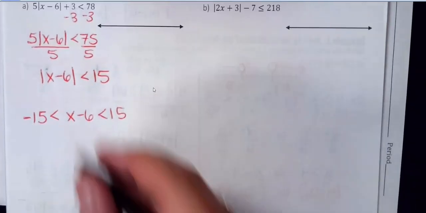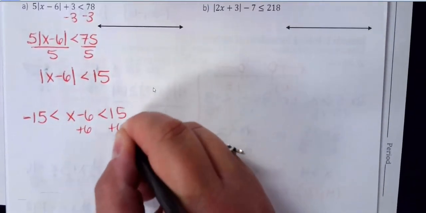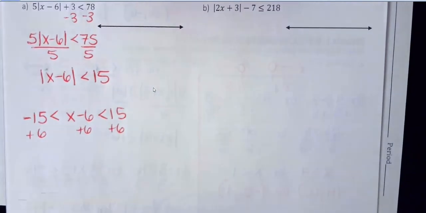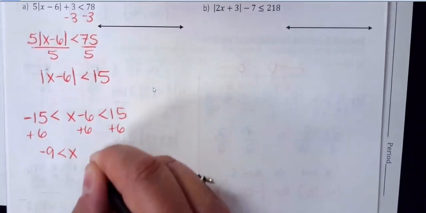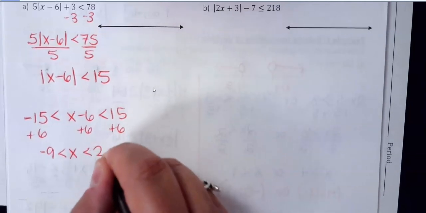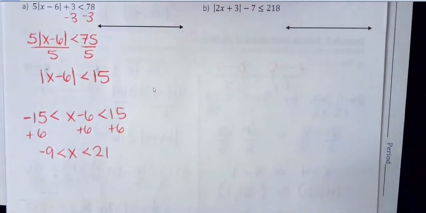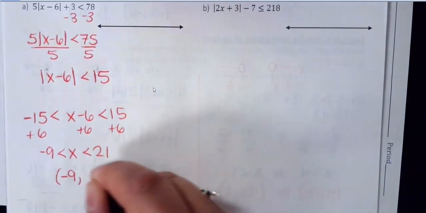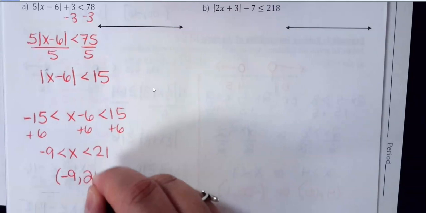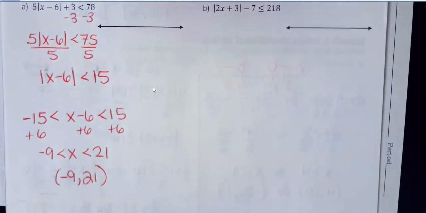Now, to solve this, I'm just going to get x by itself in the middle. So we're just going to add 6 to all the parts of that inequality. So this would be negative 9 less than x less than 21. If you want to write that as an interval super quick, they're both just going to have parentheses. The smaller number goes first, the larger number goes second, same as the inequality symbol.